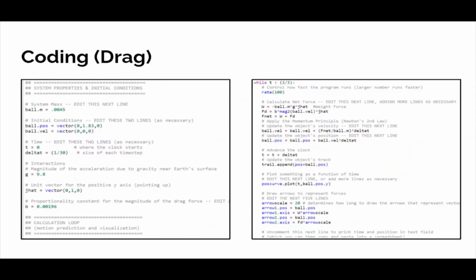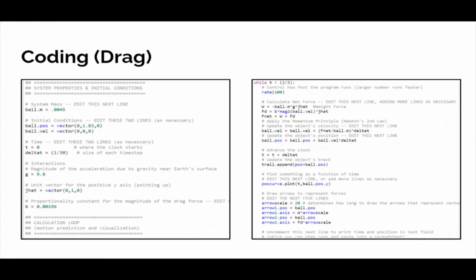For the drag model in the loop, the weight force is the same, but we now add the drag force, which is b times the magnitude of the ball's velocity squared times j hat, with b equaling 0.00196 and having the net force equal the weight force plus the drag force.